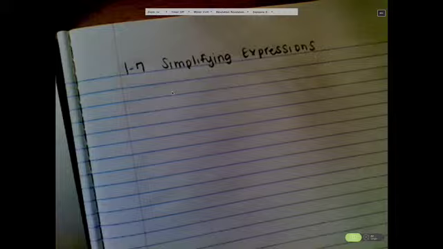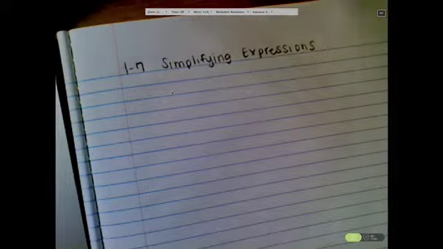One thing it's important for you to understand about expressions is that they are called expressions, not equations, because they do not have an equal sign. So if there is a variable in an expression, your goal is not to solve for that variable, but just to simplify it as much as possible.